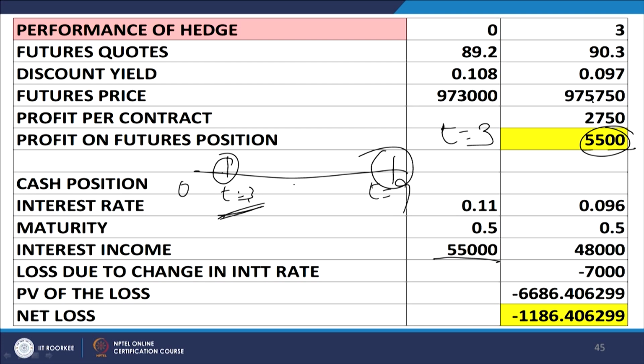The profit has occurred because of lifting the hedge at T equal to 3. Therefore, the matching of these two is not consistent in terms of time. So, either you bring it back to this or you bring it forward to this. In other words, either you take the present value of this and compare it with this, or you take the future value of this and compare it with this to work out the actual hedge effectiveness. Thank you.